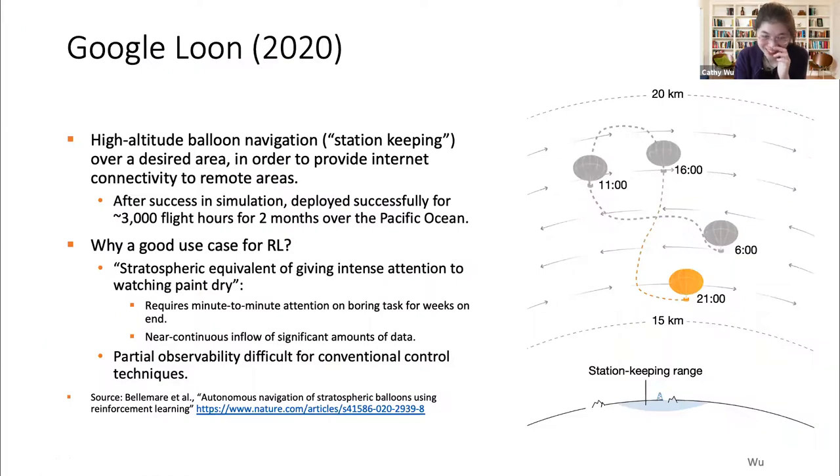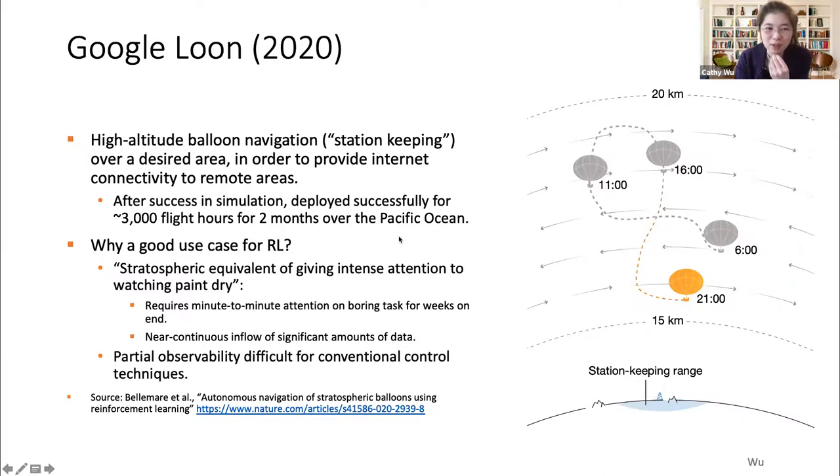Okay, so there's another insight from this work. I love this work. It's the Google Loon work from last year. The application here is high altitude balloon navigation. The whole goal is to use these high altitude balloons to provide internet in remote locations. So there's a station here, and if the balloon can keep within the station keeping range, then it can beam internet down. The main result here is that after success in simulation, they were able to deploy successfully for 3,000 flight hours over 2 months over the Pacific Ocean. That's pretty good.